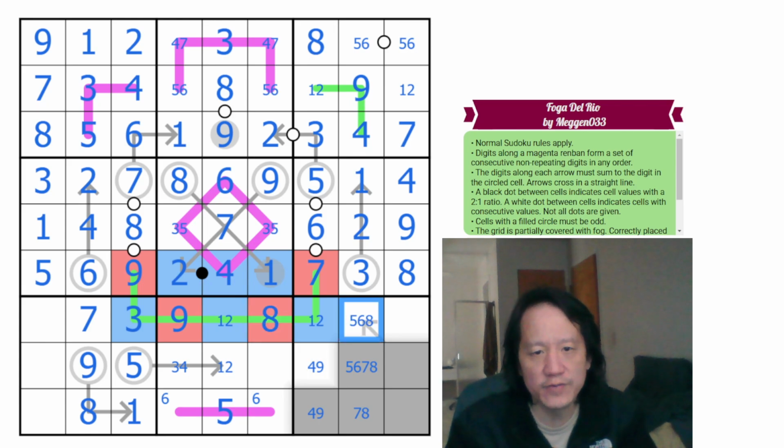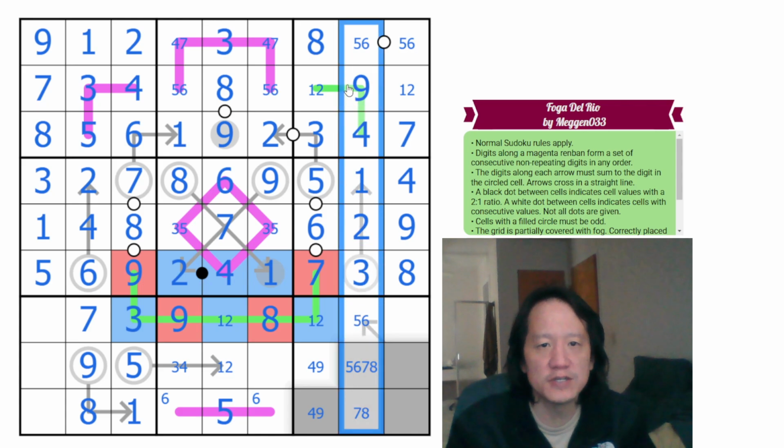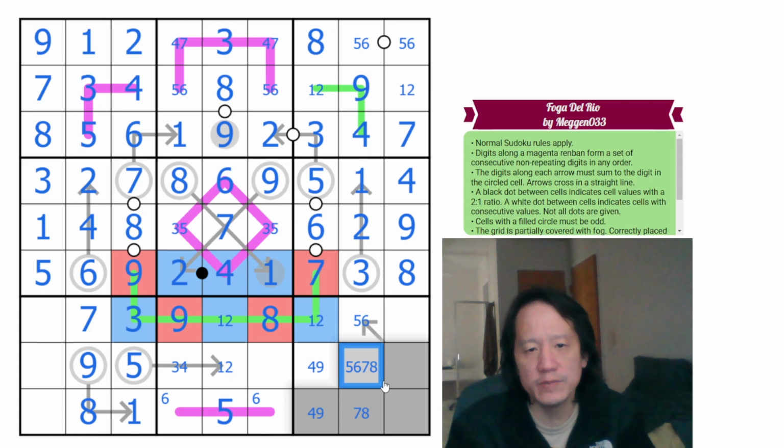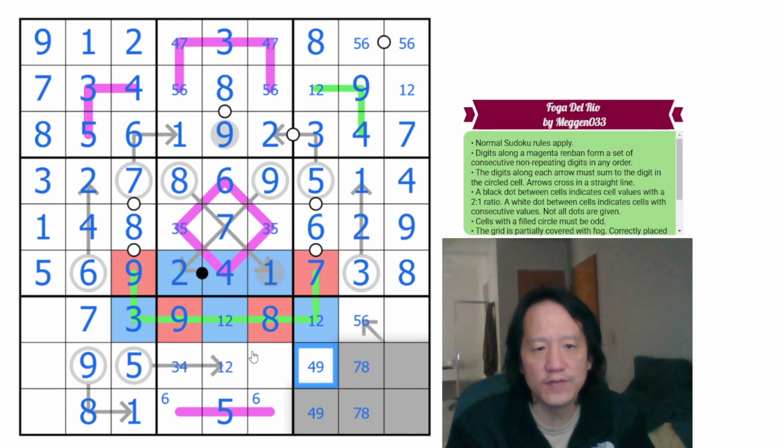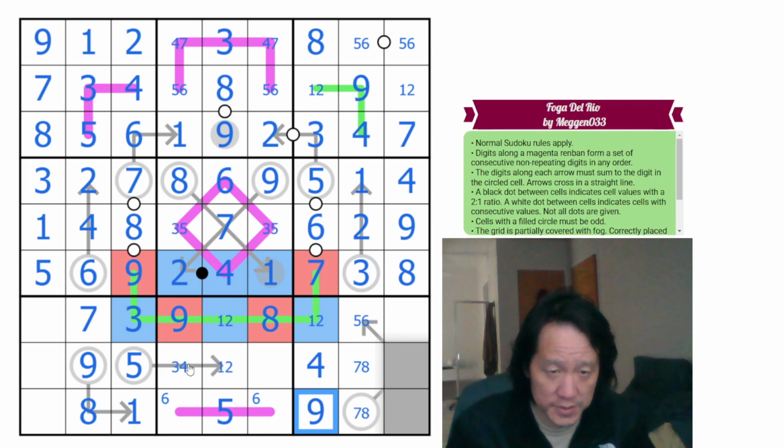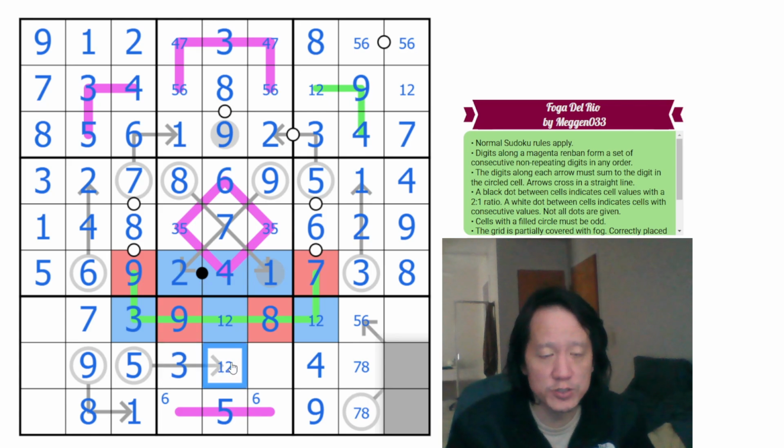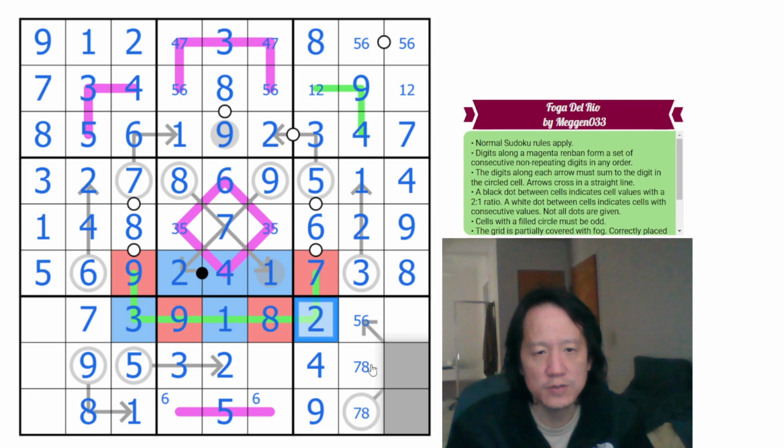This can no longer be 7 or 8, so this is 5 or 6. We have a 5, 6, 5, 6 pair in column 8. So that eliminates 5 and 6 from the rest of the column. This can't be 5 or 6. This can't be 9 because of that 9 here. So this is 4, which makes this 9. This now becomes 3, which means this has to be 2 to add up to 5. So this is 2, which makes that 1, which makes this 2.